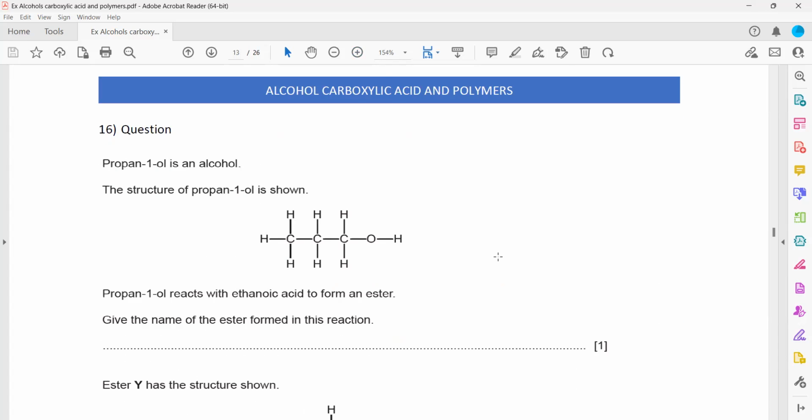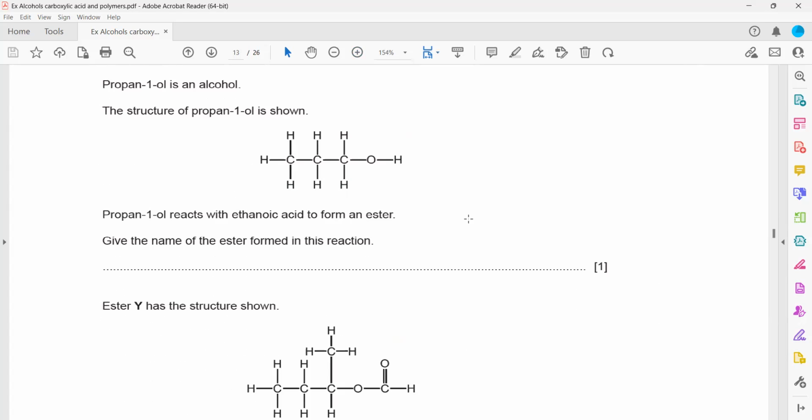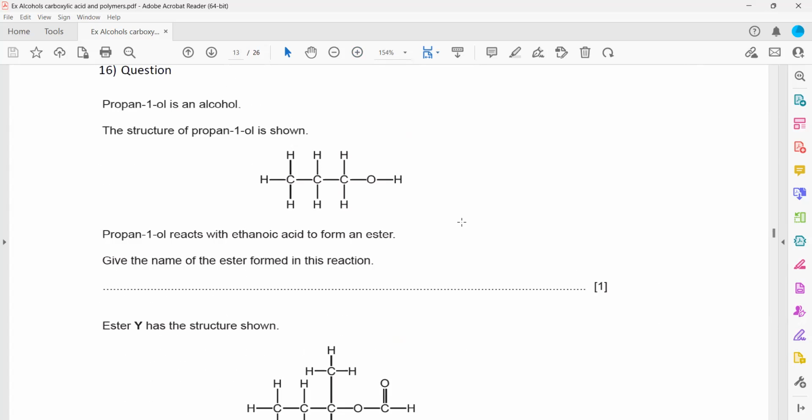In question 16, propan-1-ol is an alcohol. The structure of propan-1-ol is shown. Propan-1-ol reacts with ethanoic acid to form an ester. Which ester will form? Propyl ethanoate, because the first name is from the alcohol and the second name is from the acid. So it will be propyl ethanoate.